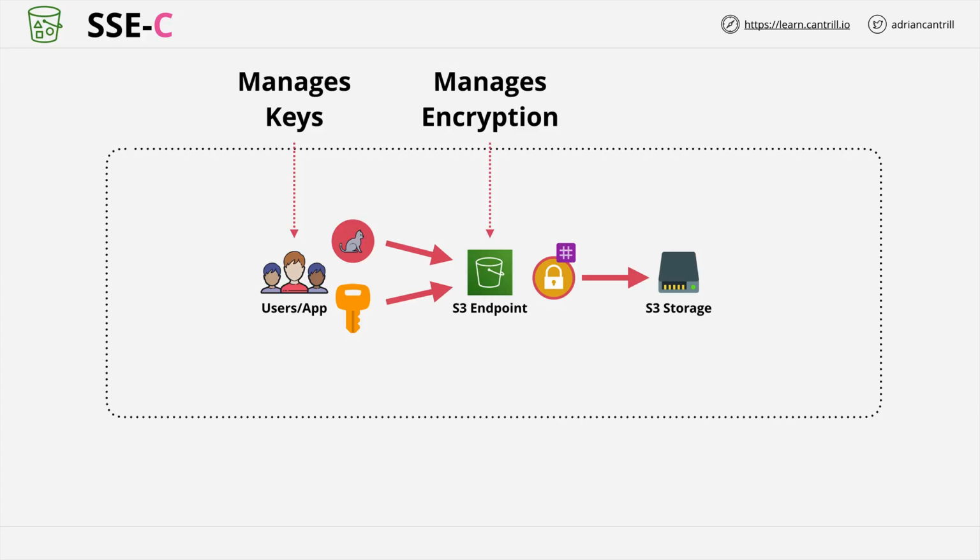To decrypt the object, you need to provide S3 with a request, so you need to tell it which object you want to decrypt, and you need to provide it with the key that was used to encrypt it. If the key that you supply is correct, and the way that S3 determines this is by comparing the hash, then S3 decrypts the object, discards the key, and returns to you the plain text unencrypted object.